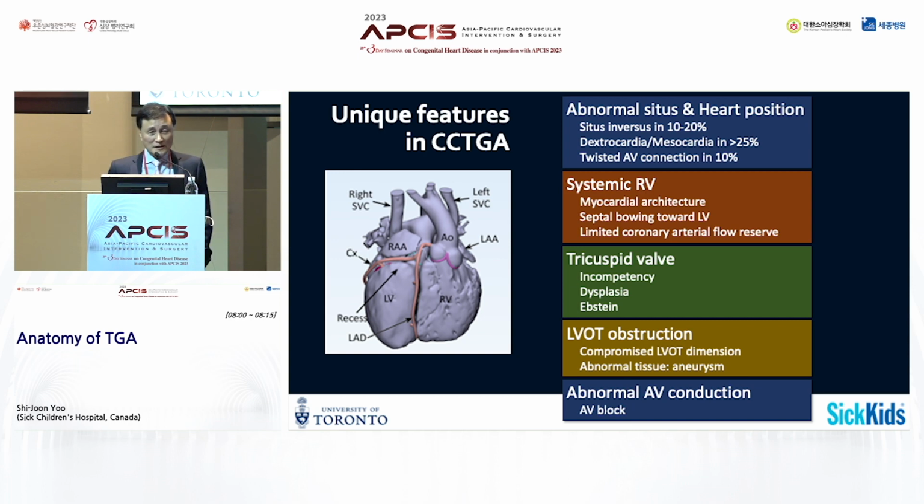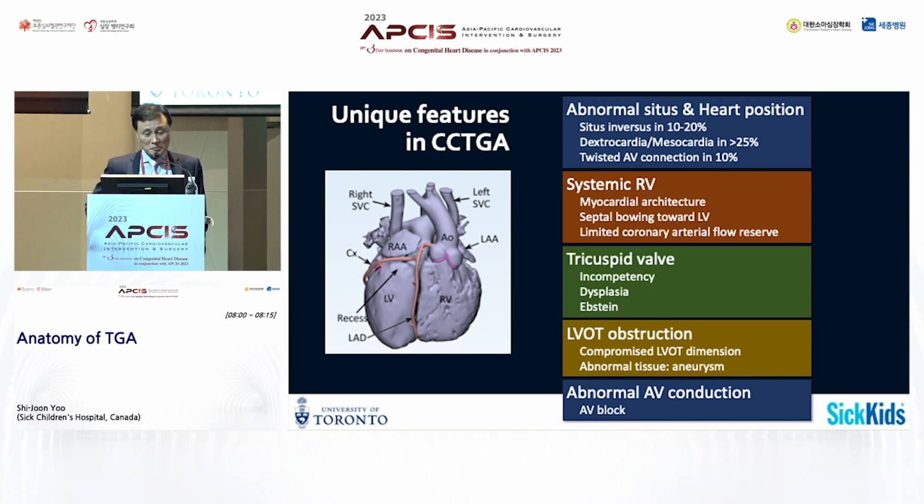Okay, and then in TGA and corrected TGA, the right ventricle is the systemic right ventricle. Therefore, it's different from a normal left ventricle supporting systemic circulation in terms of myocardial architecture and the coronary artery reserve. And also, because the right ventricle is a systemic ventricle, the septum is usually bowing toward the left side. That is the difference between a normal right ventricle and a systemic right ventricle.